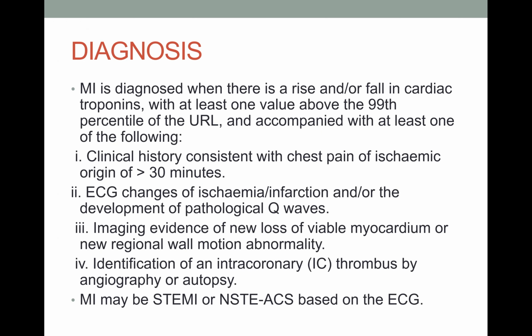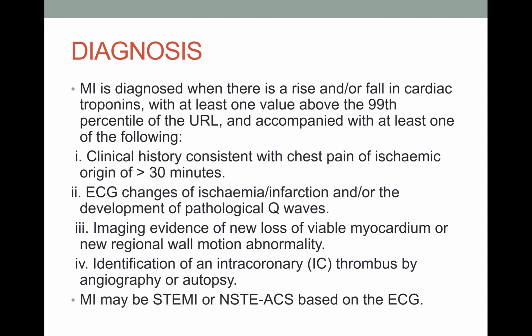So how do we get to a diagnosis of MI? I won't be going through much on how to take history and do physical examination, because I think for that part we should have known already. To diagnose MI, the most important thing is a rise and or fall in troponins, with at least one value above the 99th percentile and accompanied by at least one of the following.